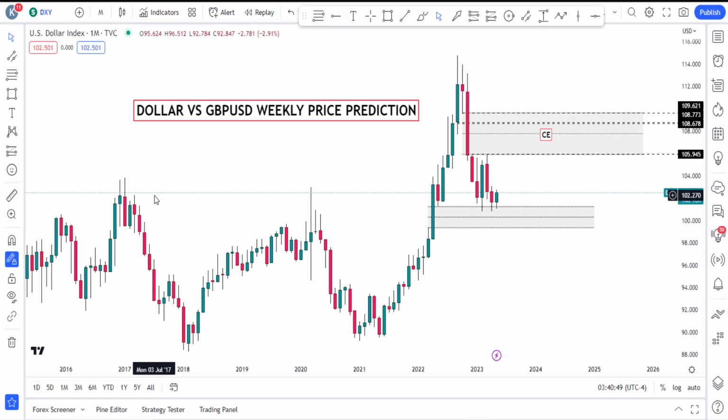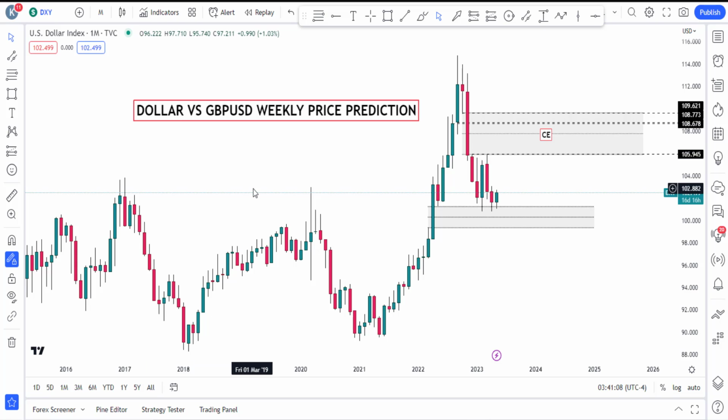Let's quickly do a top-down analysis on the dollar index to determine the weekly bias or directional bias of the dollar, and then we're going to do it on GBPUSD because GBPUSD is basically my favorite pair, but you can use it on any dollar paired currency, your favorite dollar paired currency, or any asset that is directly related to the dollar. So let's get into it.